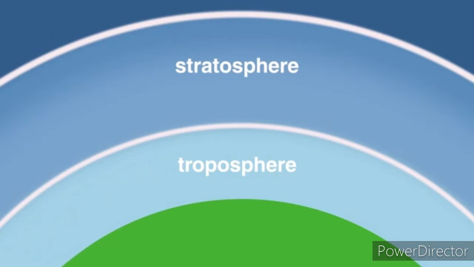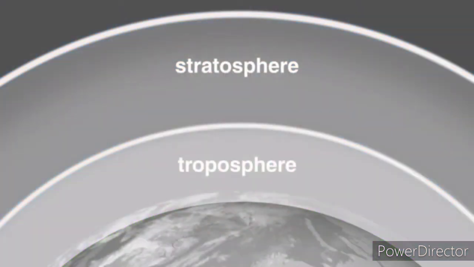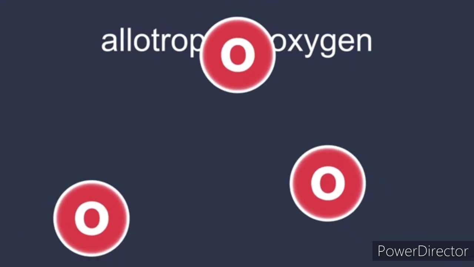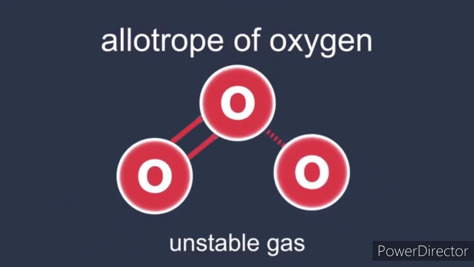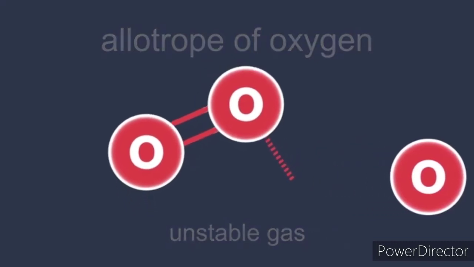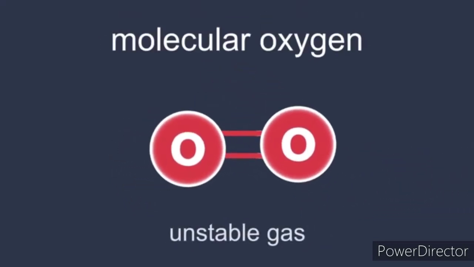So where does this good stratospheric ozone come from? Pause the video and think of the formula of ozone. Well, ozone is an allotrope of oxygen. Its molecules are made of 3 oxygen atoms bonded weakly together. It is an unstable gas which slowly decomposes back to molecular oxygen.